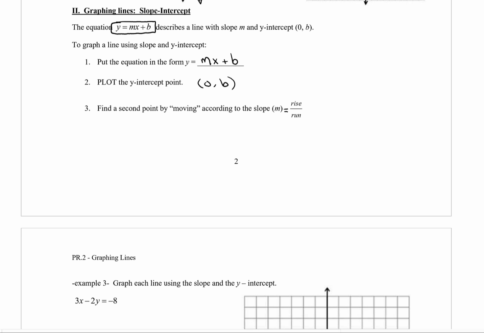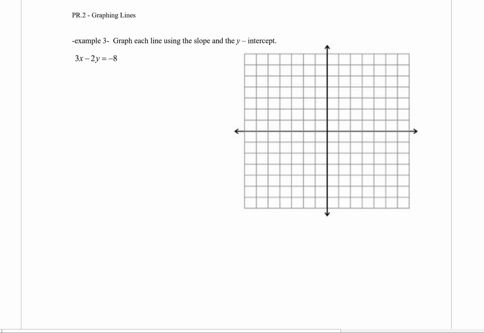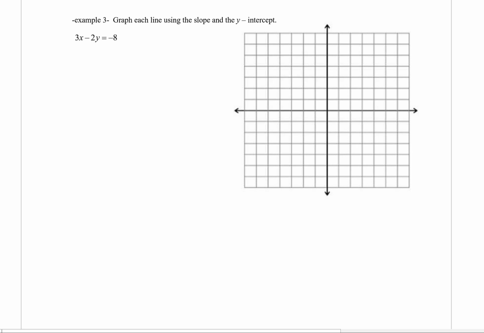Example 3, graph each line using the slope and the y-intercept. First thing I'm going to do is rewrite this equation, which is written in standard form, in slope-intercept form. Here we have 3x minus 2y equals -8. I'm going to subtract 3x from both sides, leaving -2y equals -3x minus 8. I'm going to divide both sides by -2. On the left-hand side, the -2's divide out, and we're left with y equals -3 over -2 x minus 8 divided by -2. This gives me y equals 3/2 x plus 4.